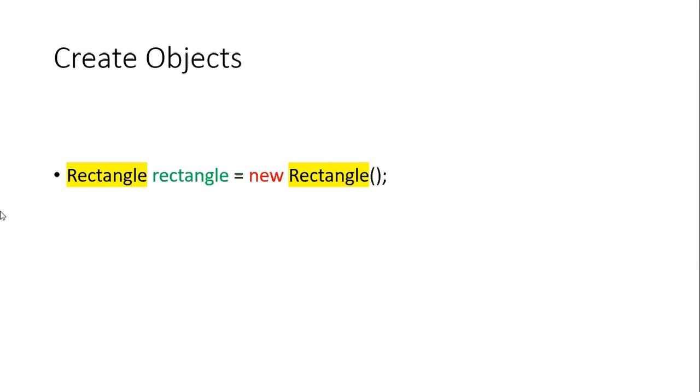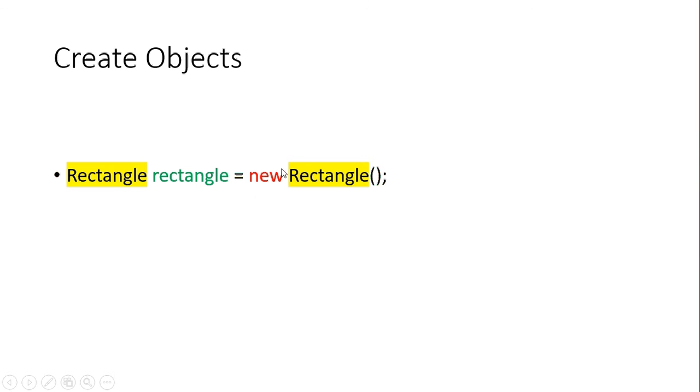To create an object in Java, we have to use this kind of syntax. As per the syntax, you have to specify the class name first. Rectangle is our class name, then the object name. You can give any object name here. Rectangle is what I have given here. You can give any object name.